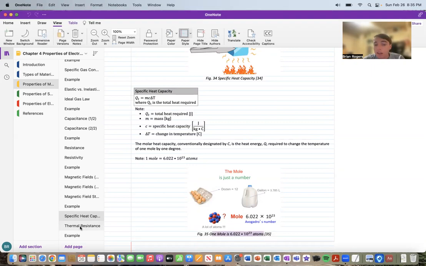And so now that we saw that with specific heat capacity, this equation's used a lot of times. It's called the MCAT equation. You can see why it's called MCAT: M, C, and then delta T. And so people like to refer to it as the MCAT equation.